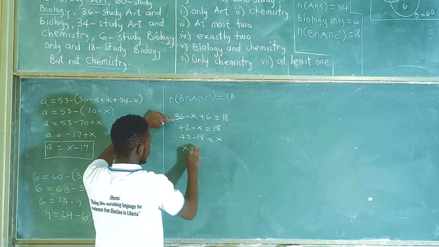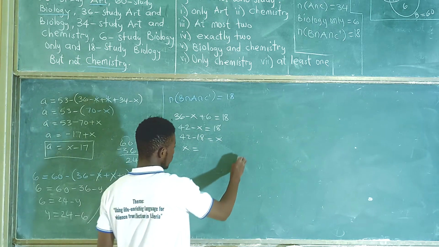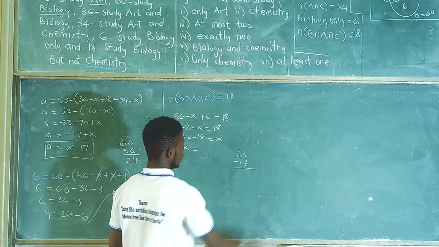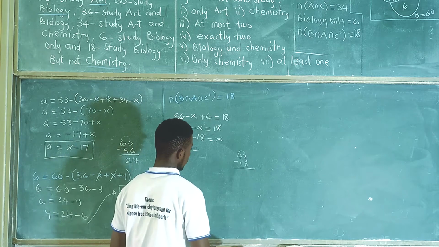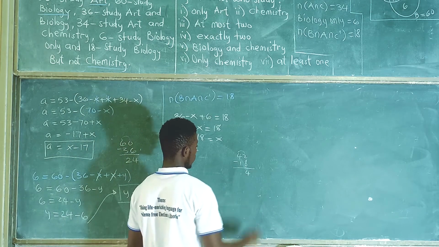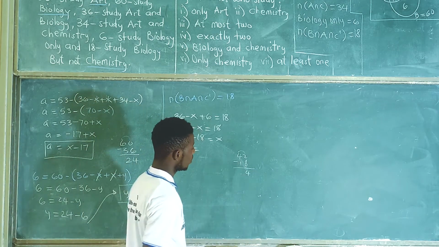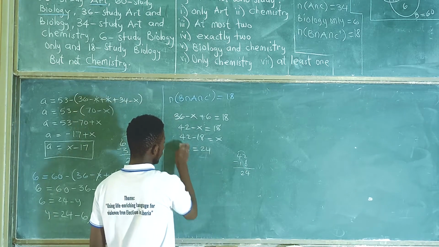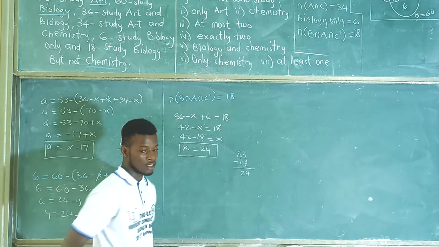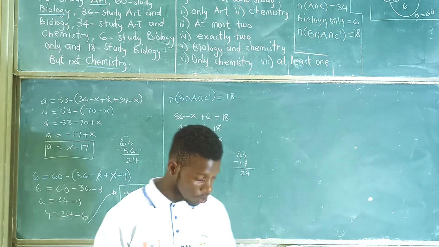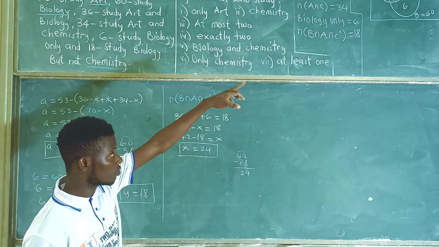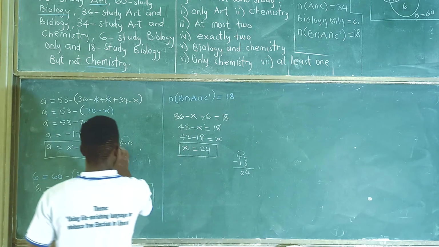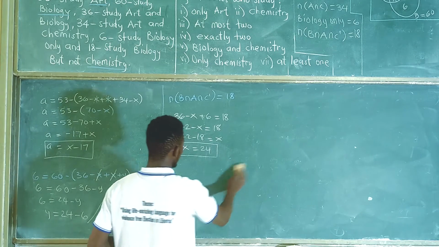So x will be equal to, now what is 42 minus 18? 42 minus 18. 12 minus 8 is 4. Over here, 3 minus 1 is 2. So 24. So I say that x is 24. Meaning x is the number of students who study all the 3 subjects, and the number of students who study all the 3 subjects according to this problem is 24.